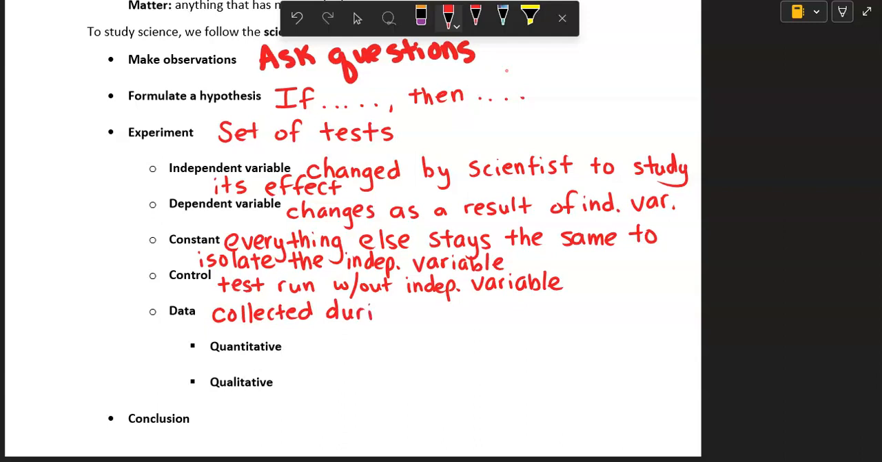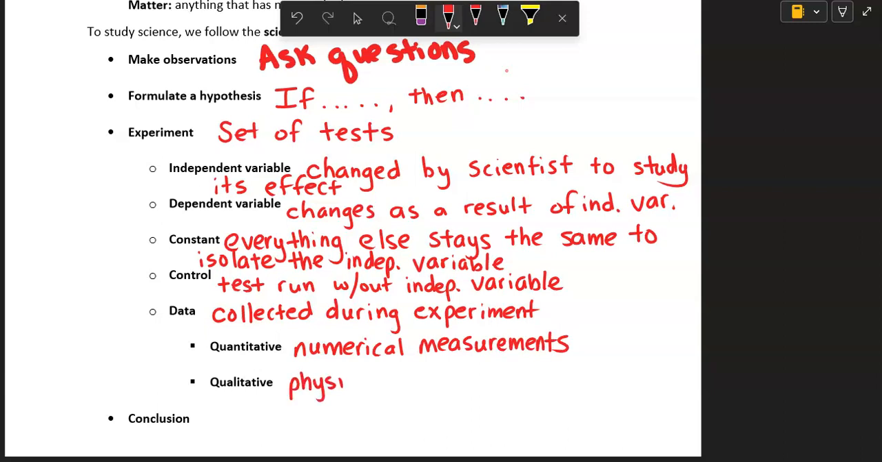And so there's two types of data that you can collect. You can collect quantitative data, which is going to be your numerical measurements: length, width, height, weight, time, temperature, anything that has numbers with it. That's going to be your quantitative data. Where your qualitative data are going to be your physical observations: smell, color, shape, healthiness, anything like that.